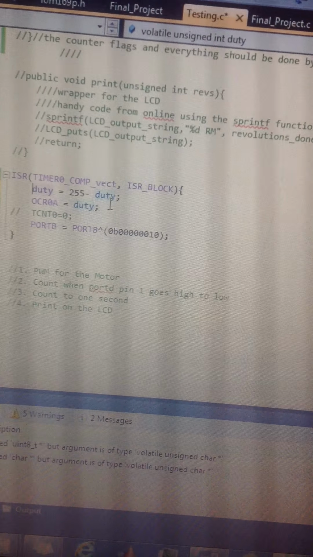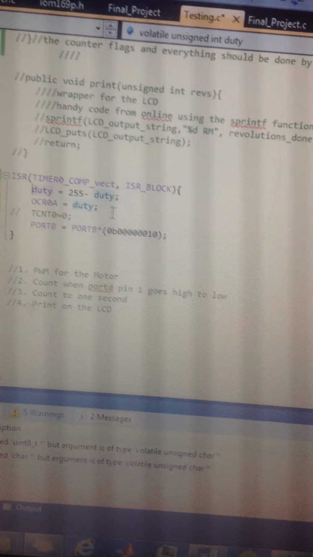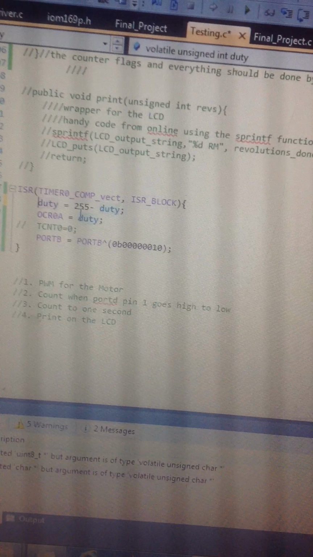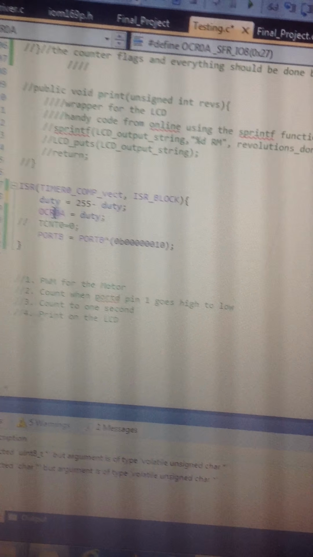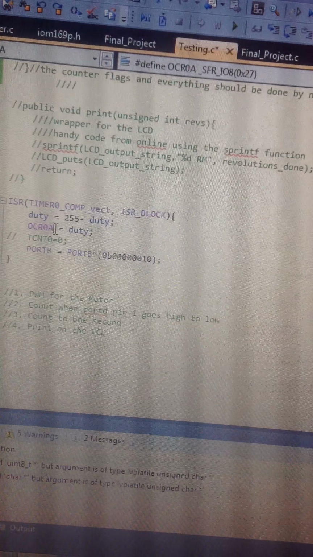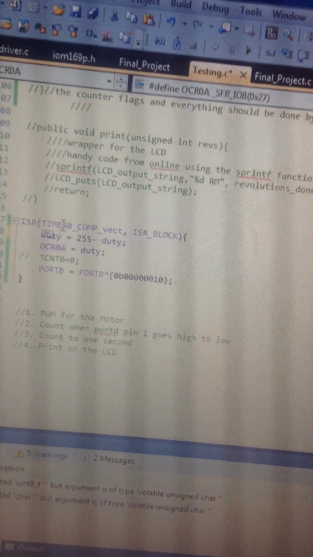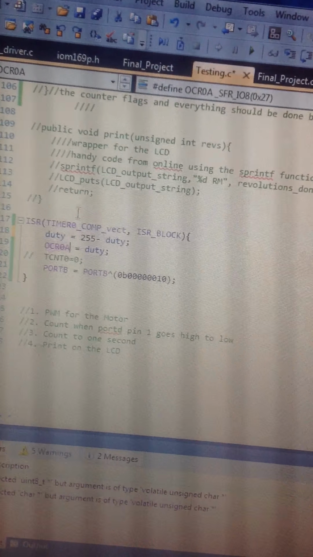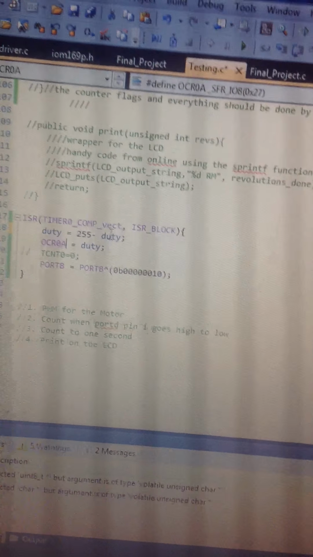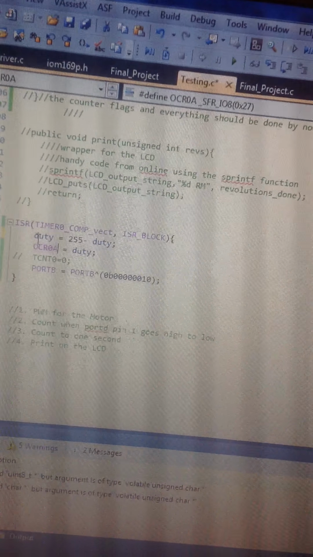255 minus the duty. So if it was 25 before, it's 230 now. And basically you just set that as the new compare register value. Because before it was comparing to 25, so once it hit the 25 value, the interrupt was called, but now it's going to go all the way to 230. And then the next time it's called, it's going to be 255 minus 230, and it's going to go back to 25. So it just keeps oscillating like that.